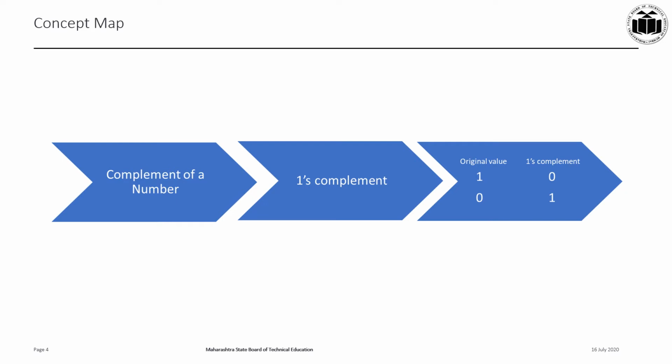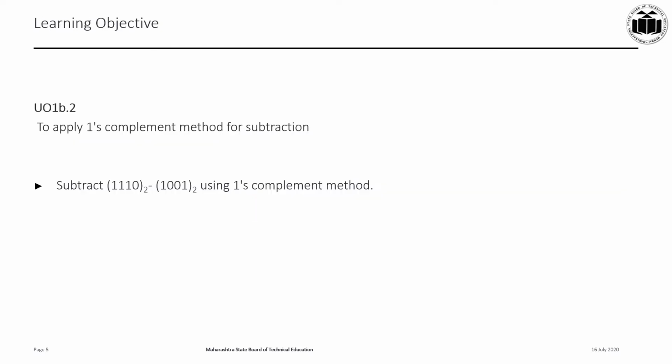So let us see the concept map. Complement of a number gives you ones complement. How do we obtain ones complement? If the original value is 1, after taking ones complement it gets converted to 0, and if the original value is 0, after ones complement it gets converted into 1. The learning objective is to apply the ones complement method for subtraction.